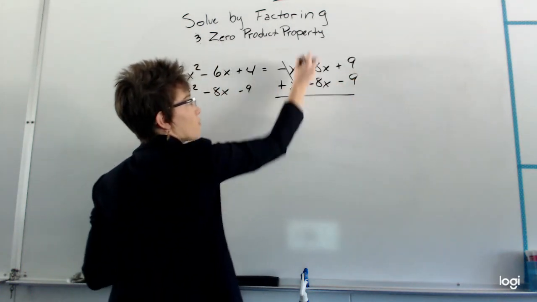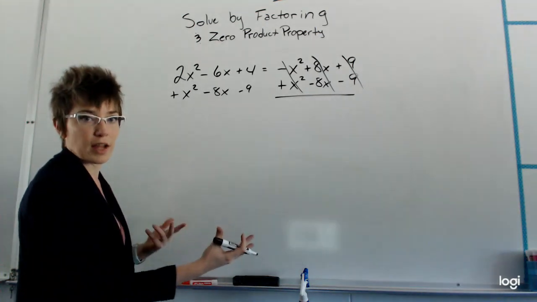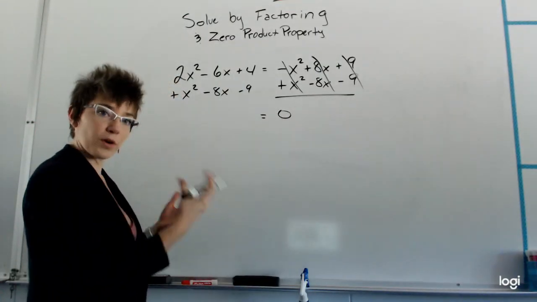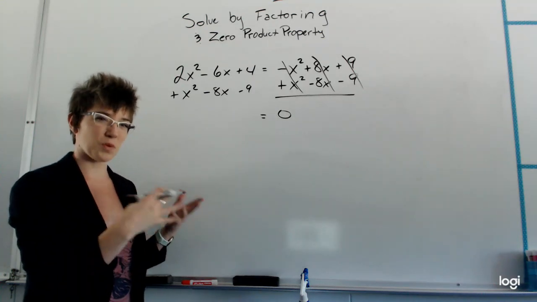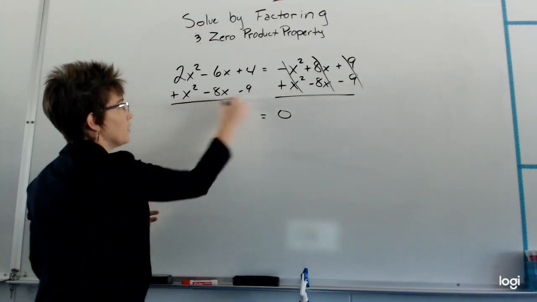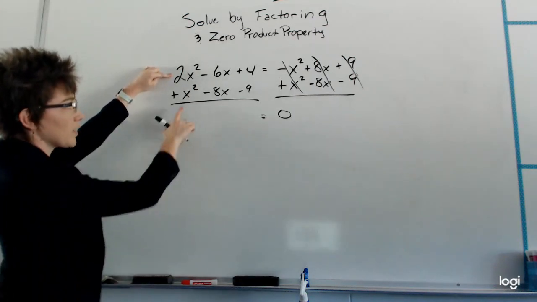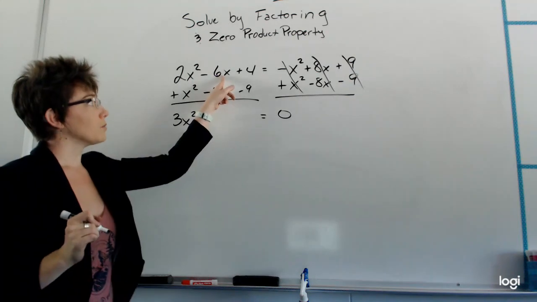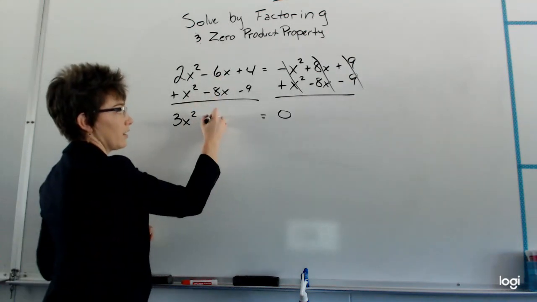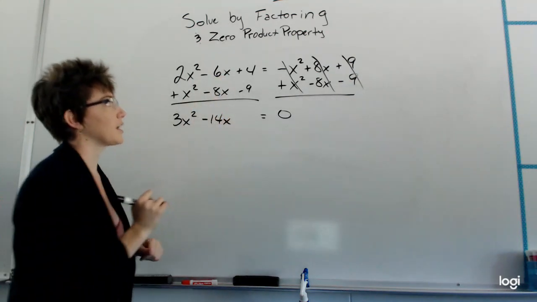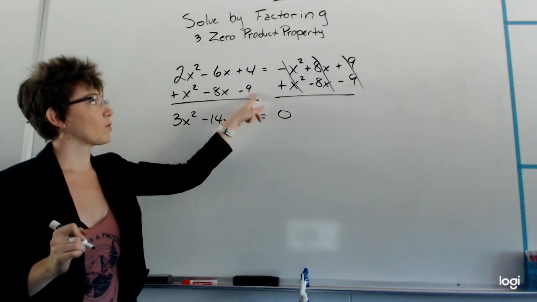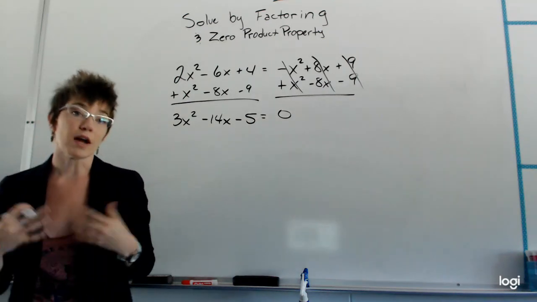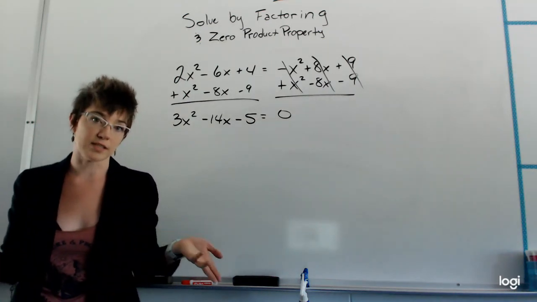So on this side, of course, by design, everything cancels out, and I'm going to be left with 0 over there. That's important because I can't really solve this equation without having it equal to 0 first. Okay, 2x squared plus 1x squared gives me 3x squared. 6 and 8 gives me 14, so negative 14x, and then 4 with a negative 9, those add to give me negative 5.